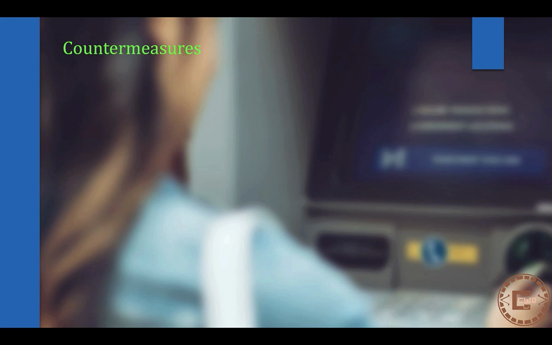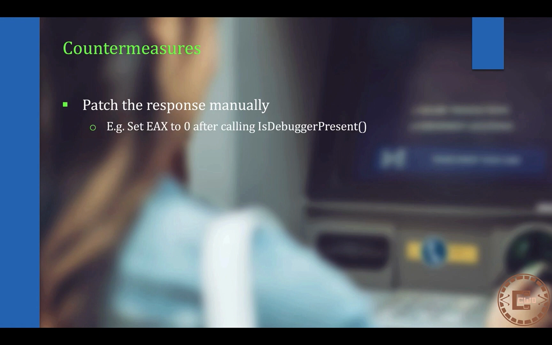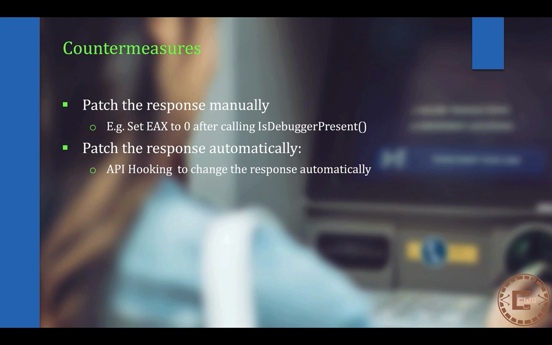Let's see some quick countermeasures, ones that we used back in the day. Patch the response, as I said. Set EAX to 0 after calling IsDebuggerPresent. Since it's supposed to return 1 if there is a debugger, we patch it to 0, and then the malware thinks there is no debugger. That can be done manually, but you can also do it automatically with API hooking. We'll see API hooking in the next slides, so that whenever you see this API, you always return the value you want.